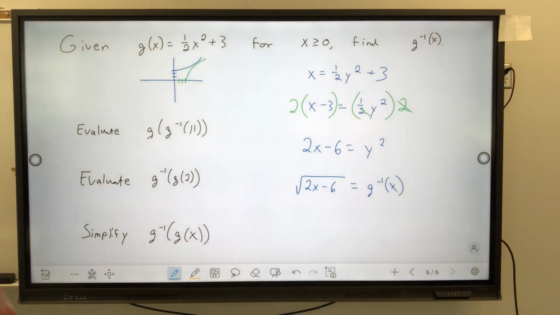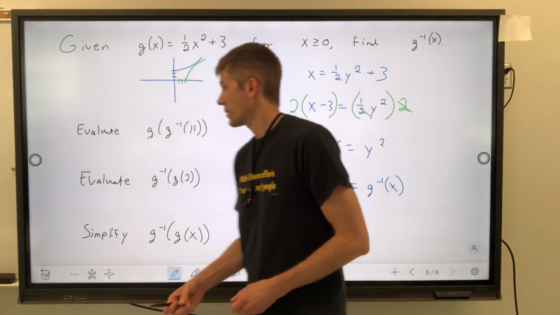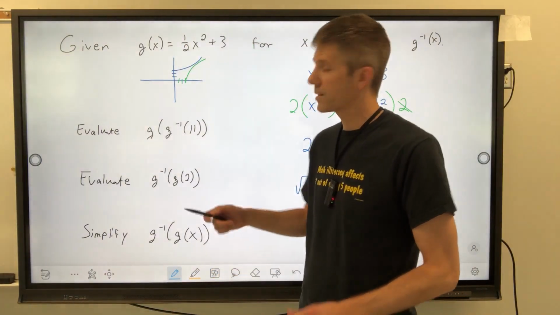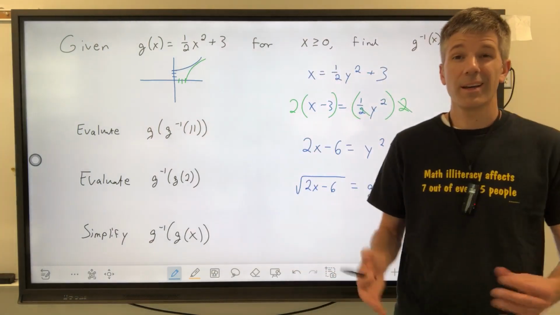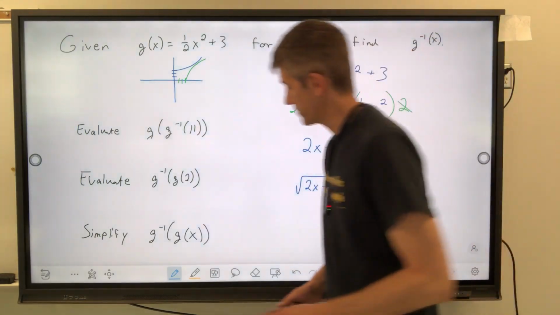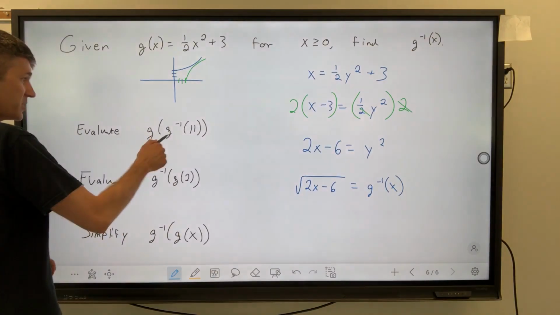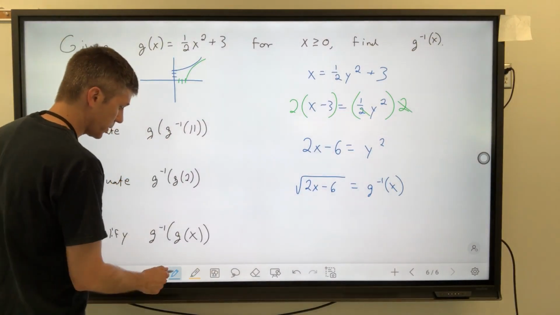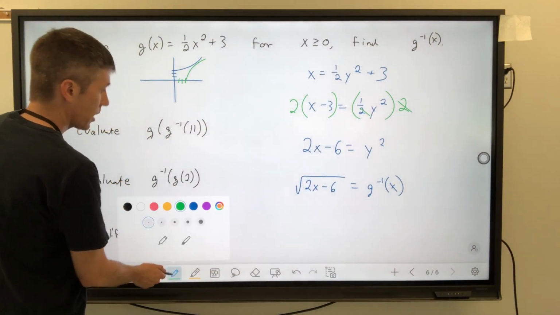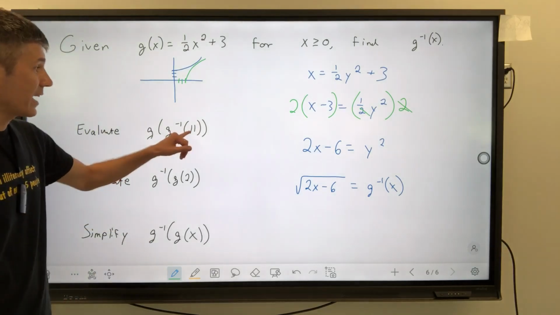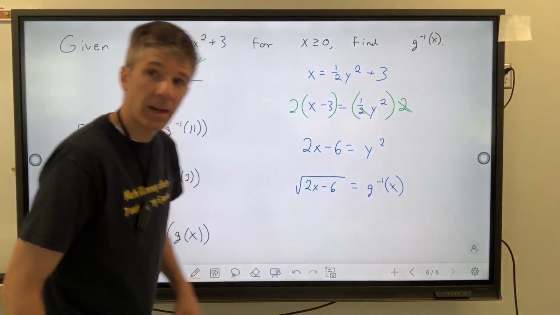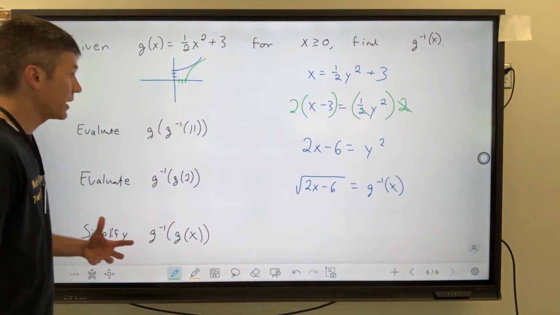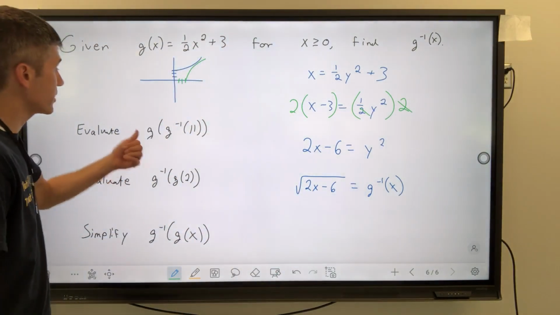Now we're going to work through these 3 problems. And these 3 problems involve a function composed of its inverse or an inverse composed of its original function. It's one of those situations. Okay, so we have g of g inverse of 11. So what we're going to do is, let's go green on this. What we're going to do is plug an 11 into the inverse function right there, and we're going to crank out an answer. And then we're going to take that answer and plug it into the g function.